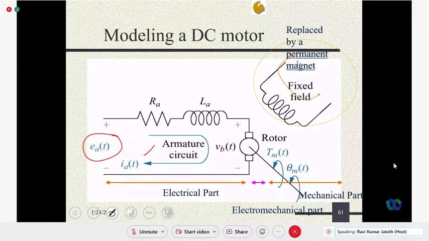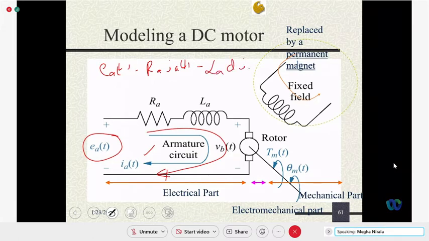Now when you try to model the electrical part, which law do we have to use? Yes, sir, KVL. Tell me: EA(t) minus RA into IA(t), minus LA dIA(t)/dt, minus VB(t), is equal to zero. Right? So now when you apply the Laplace transform, what do you get?